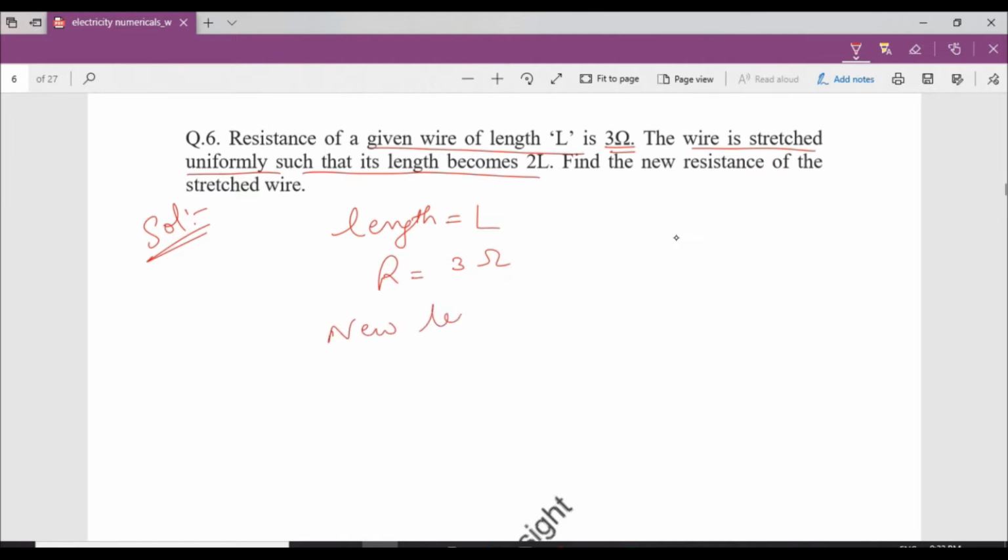Now we are stretching the wire uniformly such that its length becomes 2L. The new length comes out to be 2L. We need to evaluate the new resistance. Now see, if we are having a wire this much long, this is a uniform wire. If you stretch this wire, what will happen? The wire will get longer, and the wire will become thin.